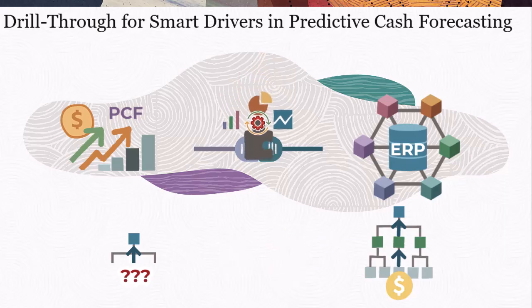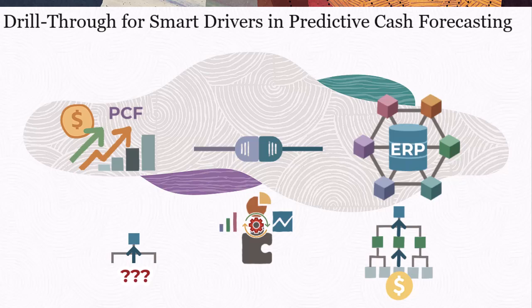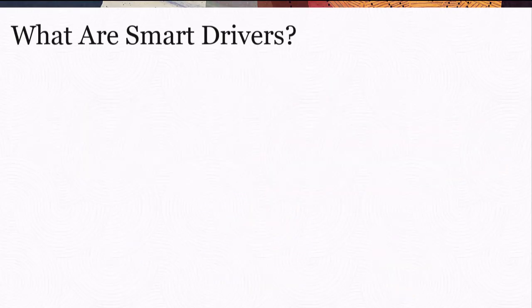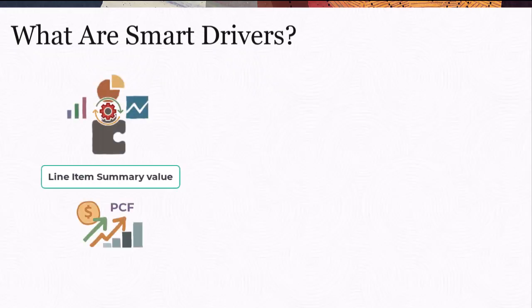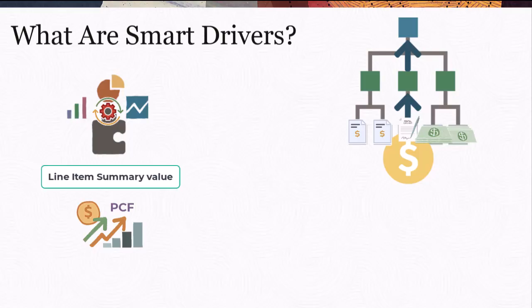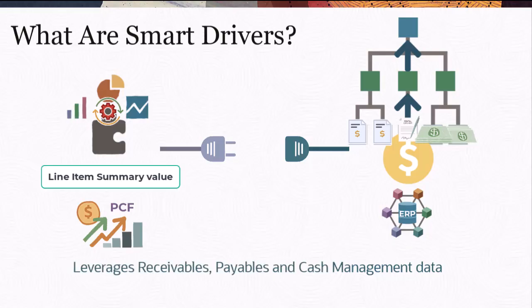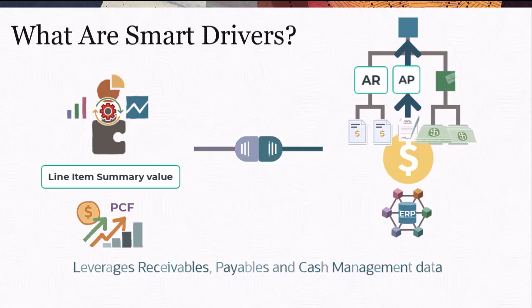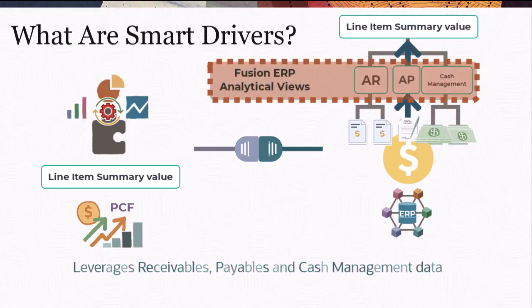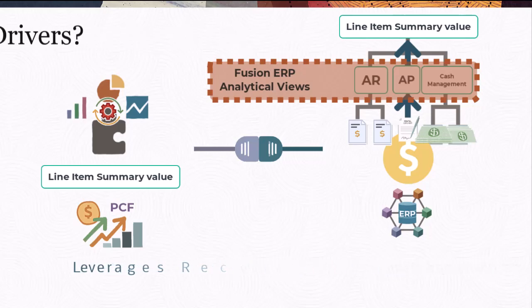We'll cover what smart drivers are, how they use ERP data, and how to drill through to source data step by step. In the world of treasury, accuracy is everything. Smart drivers is an approach that helps determine cash forecasts directly from transactional data in Oracle Fusion Cloud ERP, based on payment schedules and important due dates. Rather than relying on high-level assumptions or historical trends alone, smart drivers pull near real-time data from subledgers, specifically Accounts Receivable, Accounts Payable, and Cash Management, to build a bottom-up view of your expected cash flows.